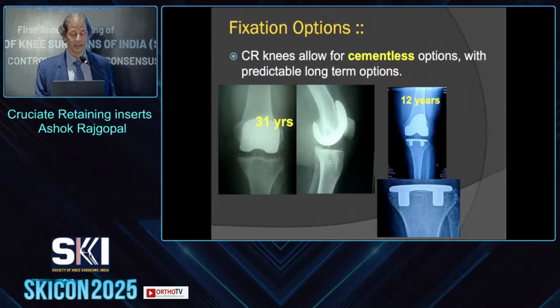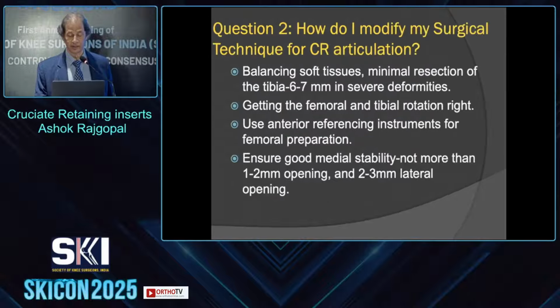This is one of my earliest X-rays. This is a Freeman Samuelson, all poly uncemented. And the slide on the right is the TM 12-year follow-up. So how do I modify my surgical technique? You need to balance your soft tissues, minimal resection. The more the deformity, the less tibia you resect. Get your femoral and tibial rotation right.